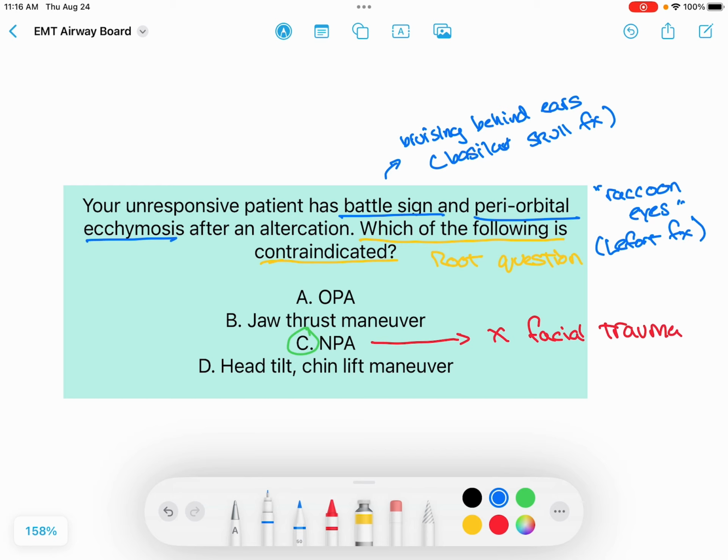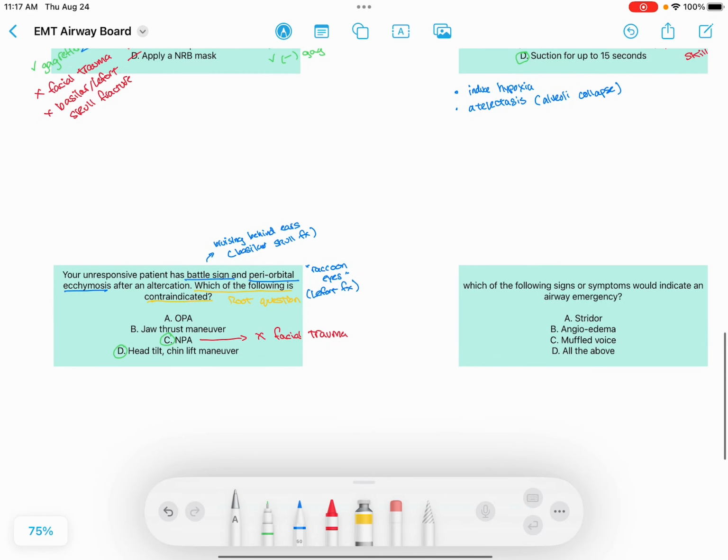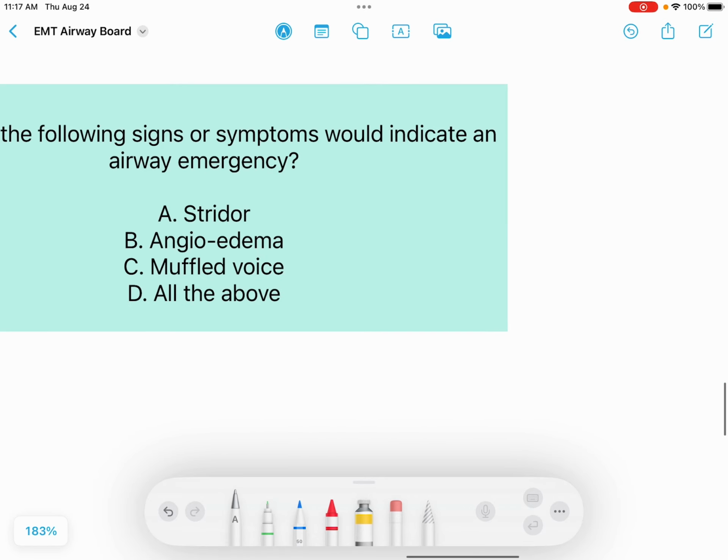So if we see bilateral raccoon eyes, not a good thing to mix in the NPA with. Actually, there's two answers here. If you picked head tilt chin lift, you know what? That would be a good answer too. Well, I guess you got a freebie there. Yeah, head tilt chin lift would be contraindicated as well because we're manipulating the C-spine. So if they have head trauma, we should assume that there's C-spine trauma. So we're going to just take C-spine precautions regardless. Nice. Let's look at our last question here.